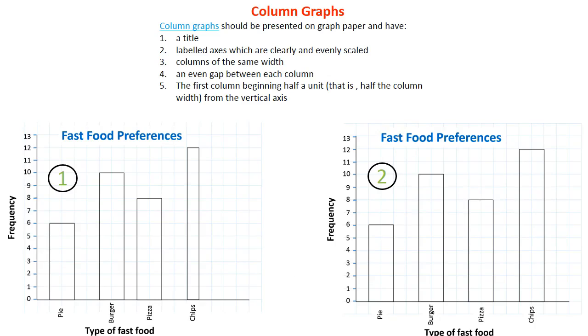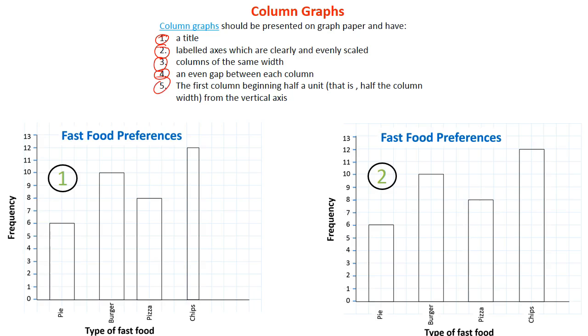All right. So here's where we're going to look at column graphs. Here are some rules we need to follow. It needs to have a title. We need to have a labeled axis, which are clearly and evenly scaled. The columns need to be the same width. There needs to be an even gap between the columns. And the first column begins half a unit, that is half the column width, from the vertical axis.